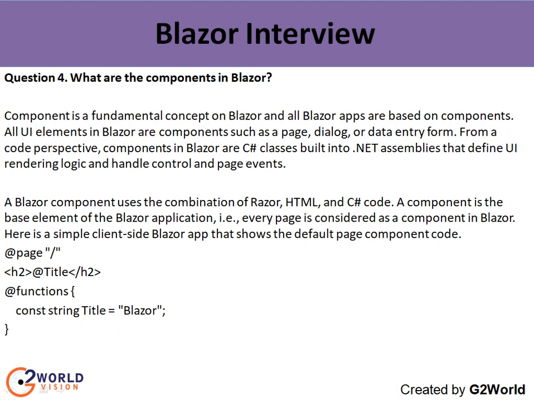A Blazor component uses a combination of Razor, HTML and C# code. A component is the base element of a Blazor application. For example, every page is considered a component in Blazor. Here is a simple client-side Blazor app that shows default page component code: @page, h2 tag, @title, @functions and curly braces, const string title is equal to Blazor.